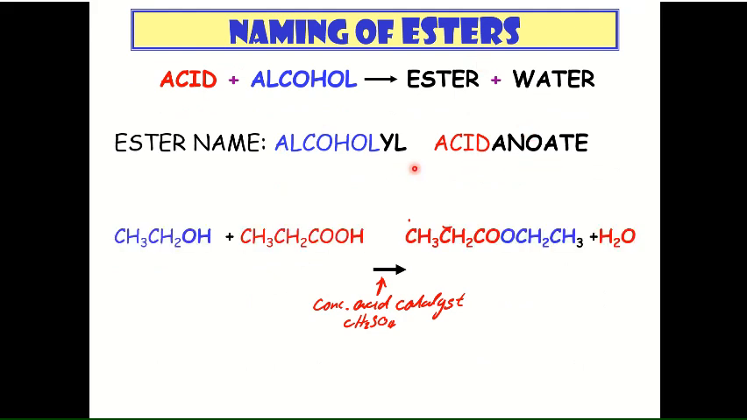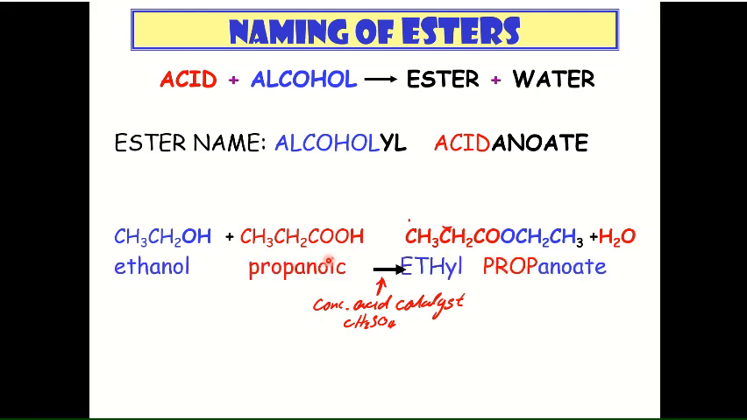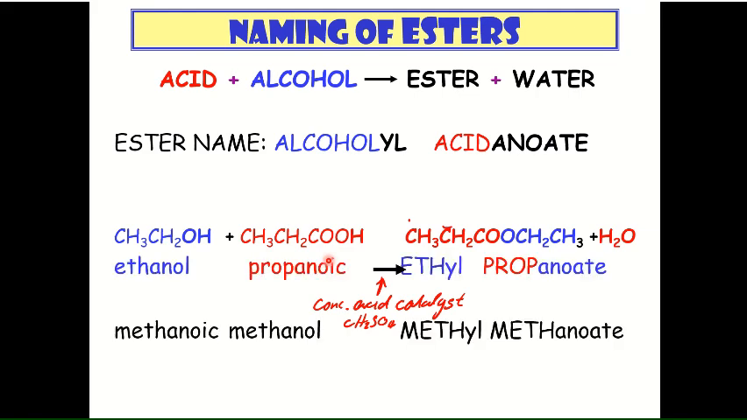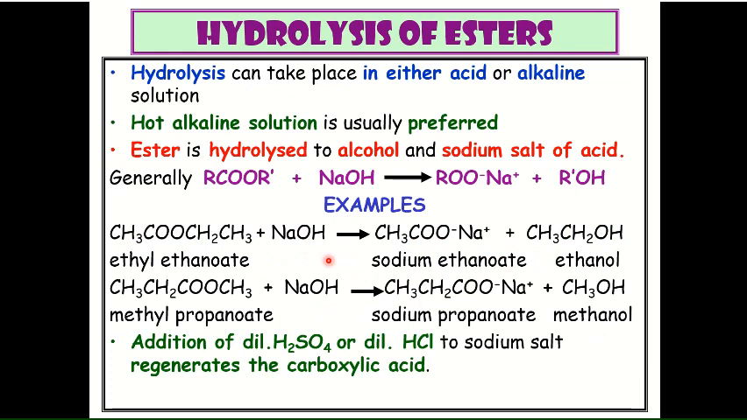And so for these two, what have we got here? We've got ethanol and propanoic acid, so it's going to be ethyl propanoate. Right, acid catalyst. If you had methanoic acid and methanol, obviously methyl methanoate. That's fairly straightforward. Okay, you need to know a little bit about reactions of esters.